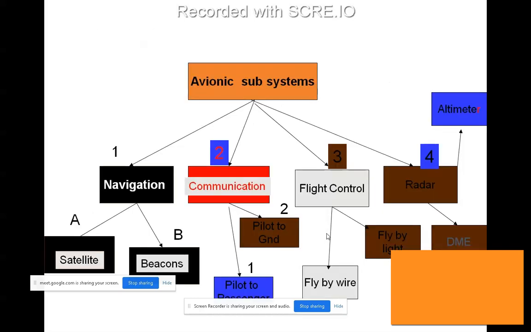Under the navigation subsystem, you will have two types, that is satellite based and ground based. For ground based, only the beacon will come. A beacon is nothing but an instrument or device that has a light to indicate the airport.